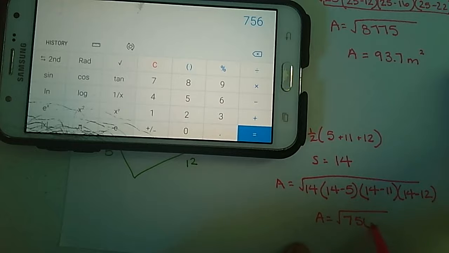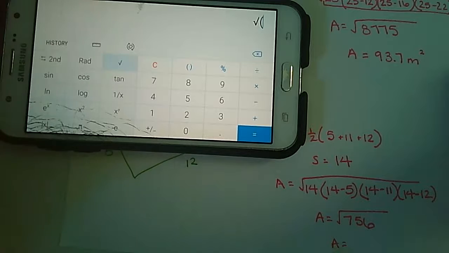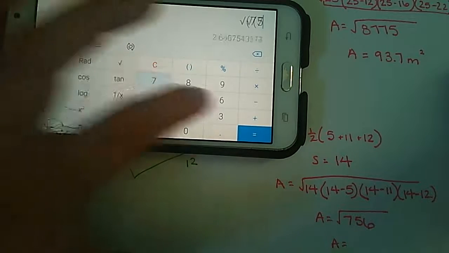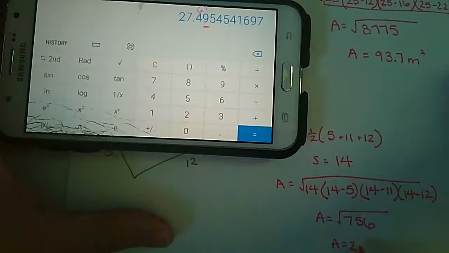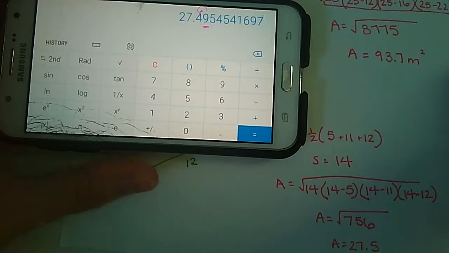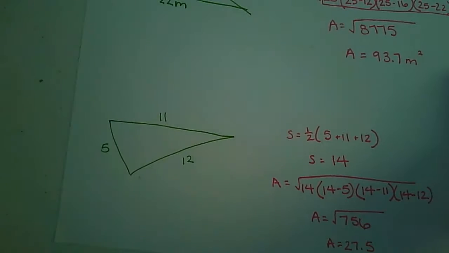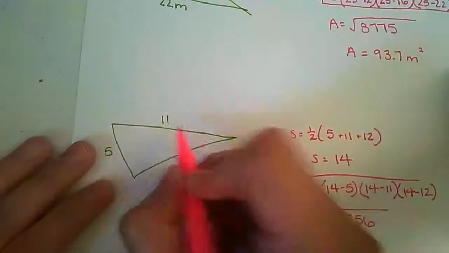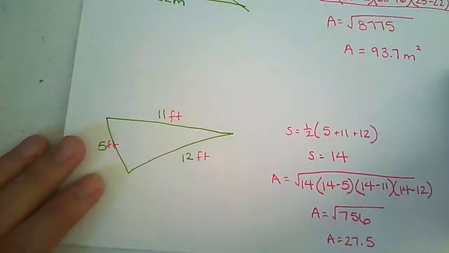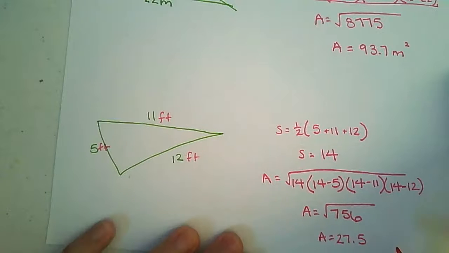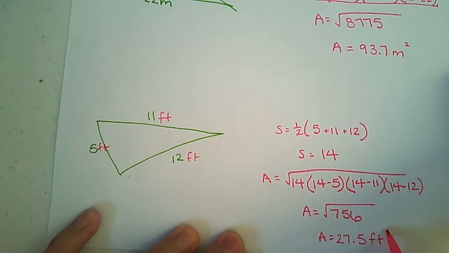Remember, I haven't done anything with that square root, which is why I'm adding it in now. And now for my final answer, I'll take the square root of that. And it looks like, again, I'm going to have to round up. So this will become 27.5. And let's see, I didn't put a label on these. Let's say these are all in feet. So my label is always units squared. So my label this time will be feet squared.